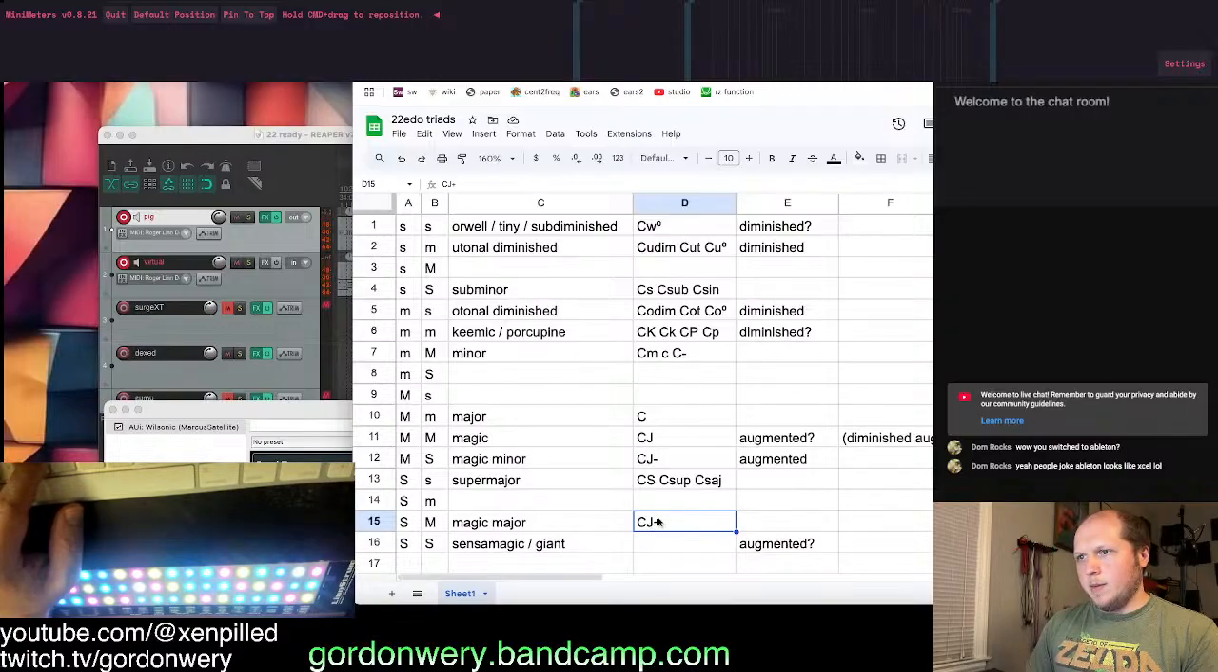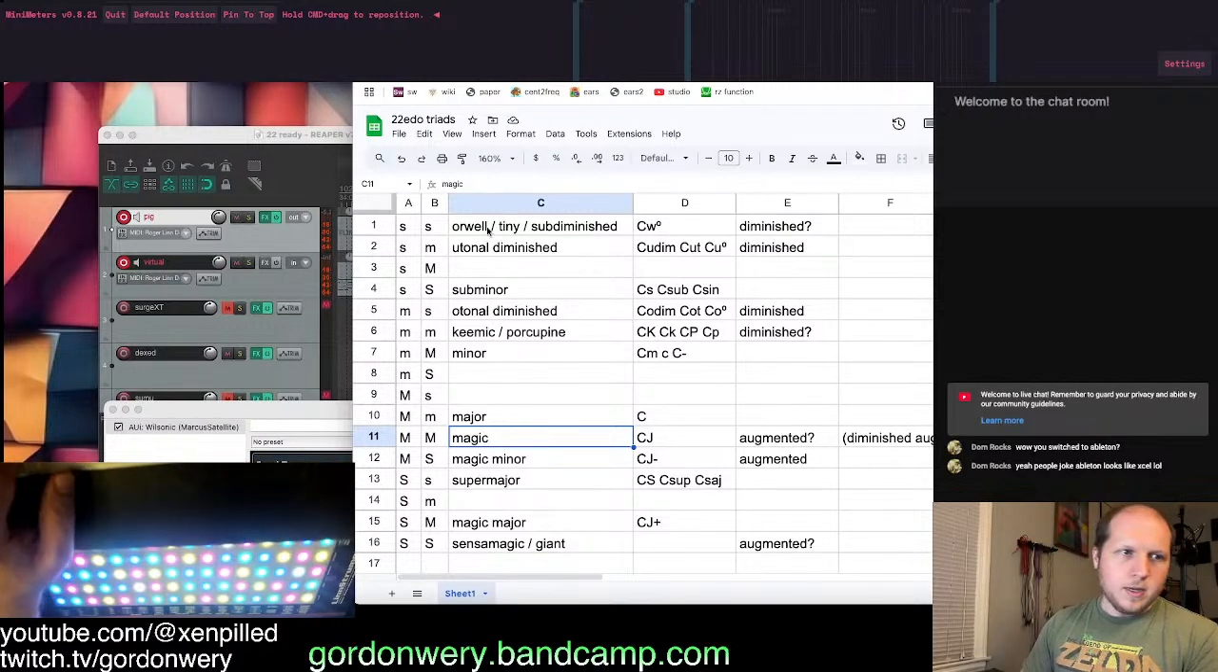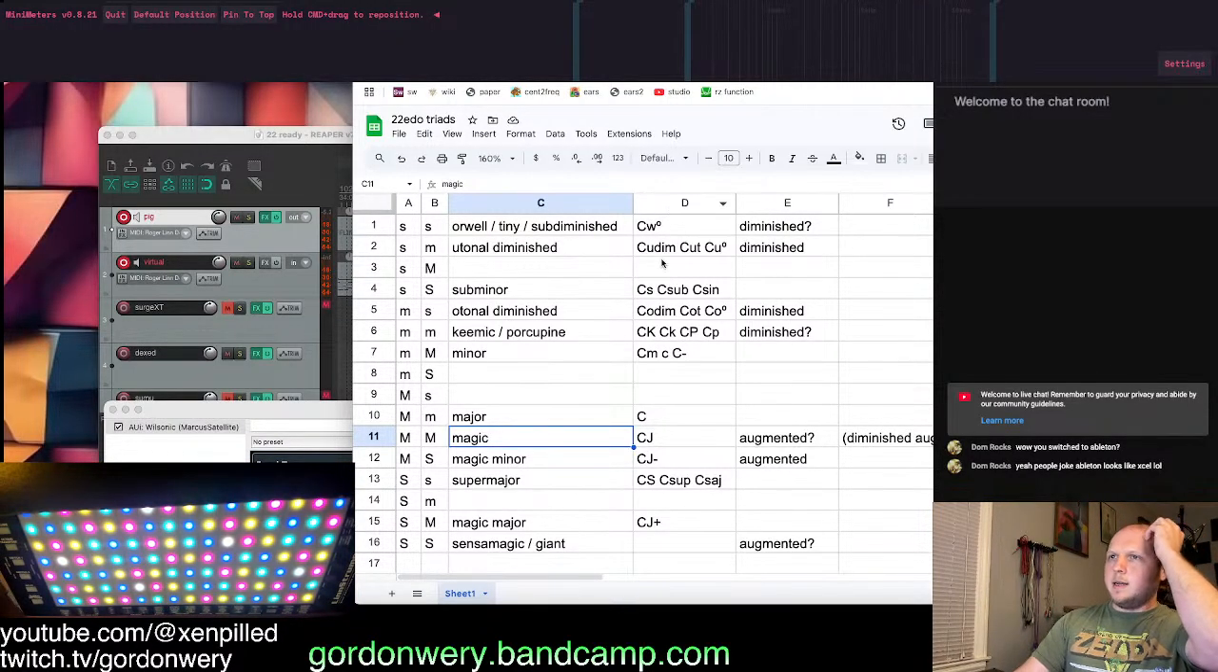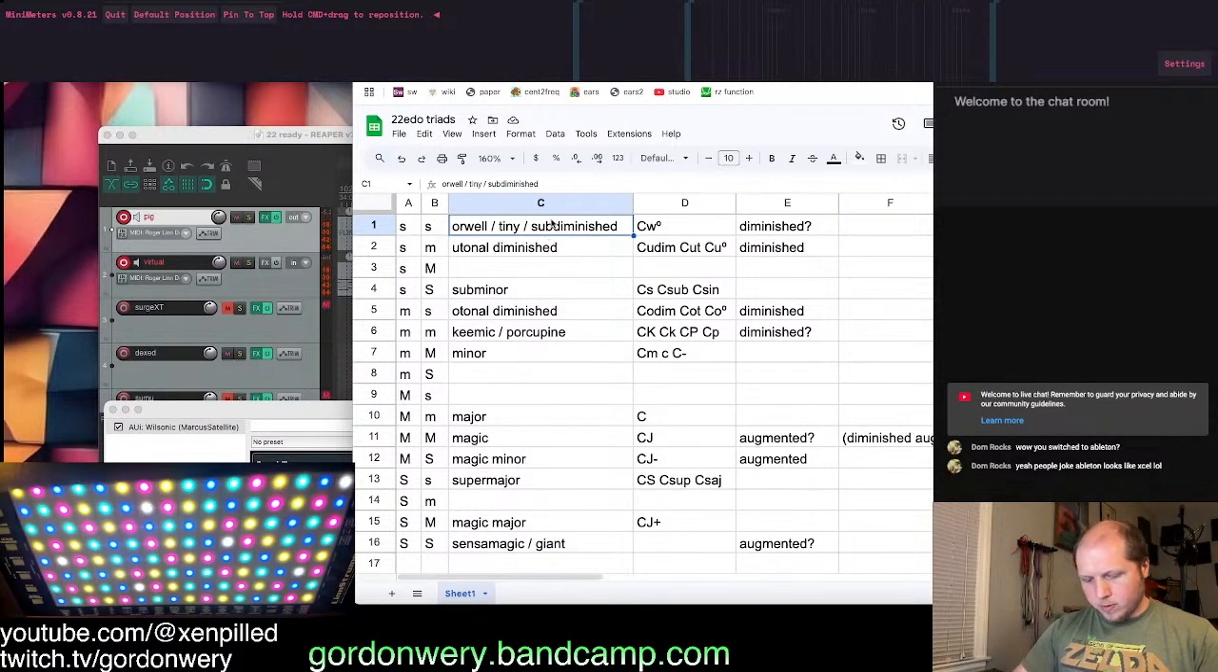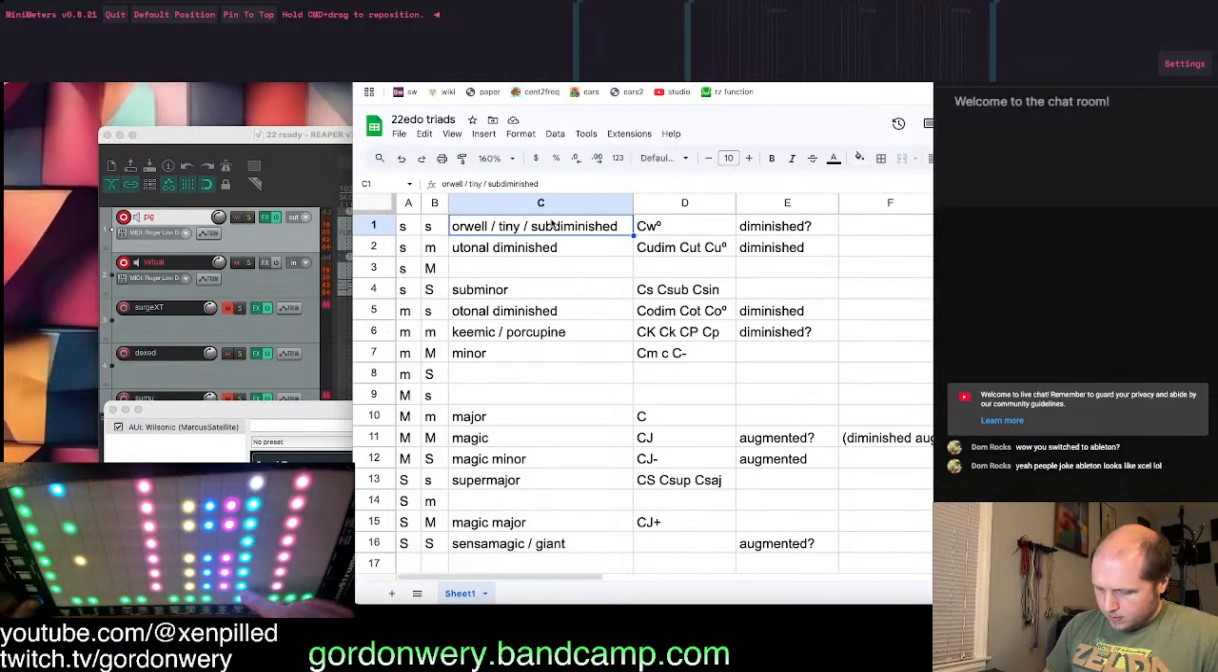So maybe to distinguish some of these subtypes, the magic major and magic minor I came up with. But magic I did not come up with. And I applied the same logic to these other chords too. So if you're playing the Orwell scale or whatever, I might still have it here, oops.